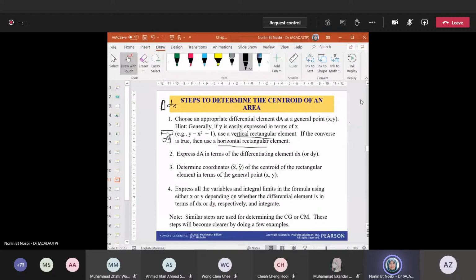Okay, step number 4. You need to express all the variables and the integral limits in the formula using either x or y, depending on the differential element that you chose at the first step, so either in terms of dx or dy. This 4th step is similar to what is used for center of gravity or center of mass. So you can still use this 4th step.